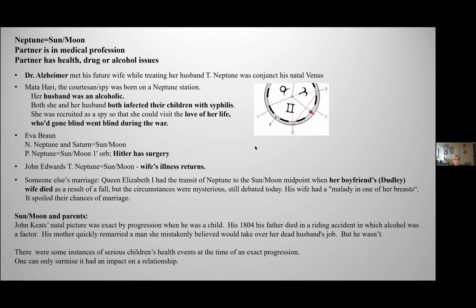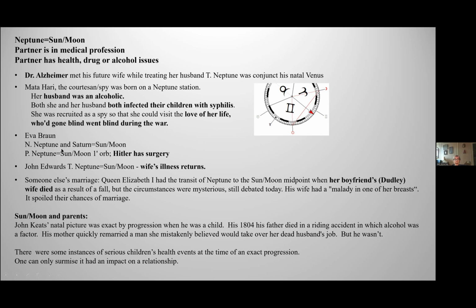So here's an example of Mata Hari. She was a courtesan and she was a spy. She was born on a Neptune station, actually. And so she had Neptune equals Sun Moon for a long time. Her husband was an alcoholic. They both infected their children with syphilis. She was recruited as a spy, and she was on board with it because it would allow her to visit the love of her life who'd gone blind during the war. So she had a bunch of Neptune equals Sun Moon manifestations in her life.